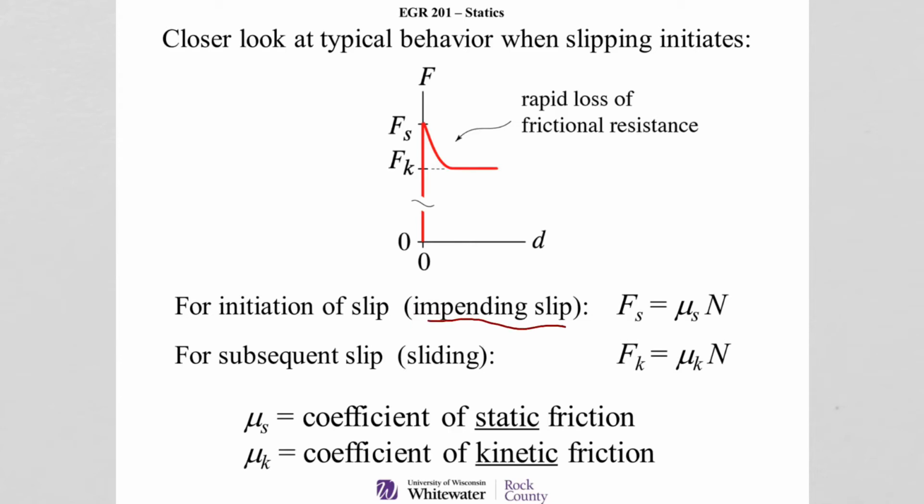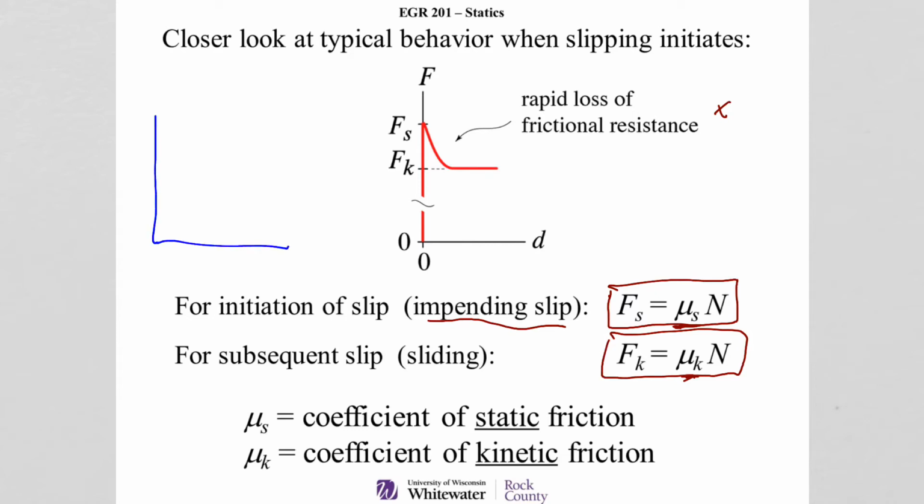And then at that point, we can solve for our frictional force, which is equal to our static coefficient of friction, mu s, times the normal force. Typically, we might have this rapid loss in frictional resistance that occurs sometimes, not always, but that is more typical. And in that case, we have this equation here for our kinetic friction, or friction for motion, using the coefficient of kinetic friction.